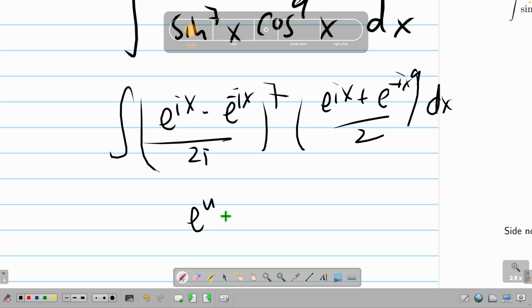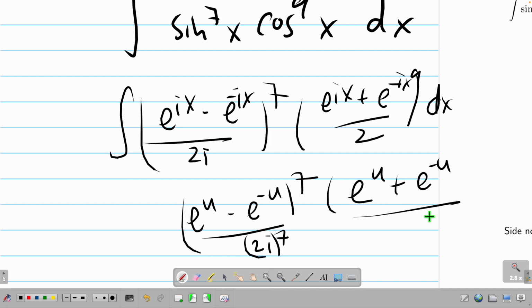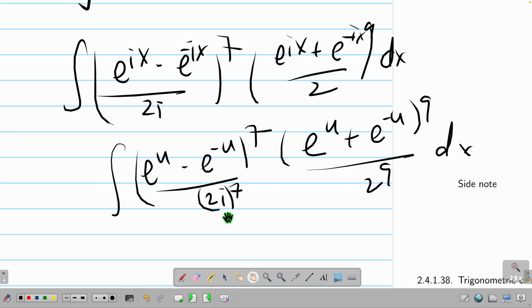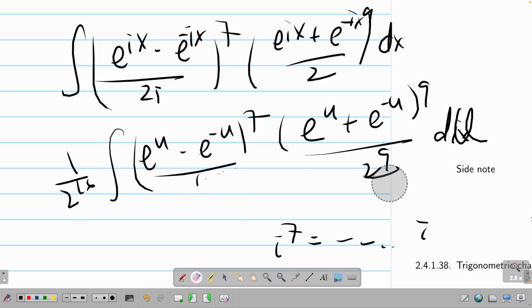I do the same thing: e^u minus e^(-u) over 2i. Now I can separate them, right? And then here is (e^u plus e^(-u)) to the power 9, and then this is dx. I haven't changed it to u, but later. Then because I need the i, I take out i seven times, and there will be an i. Then you put an i here, then this becomes du. And then you simplify these two numbers, so it will be 2^16. So you take this out. We don't care.